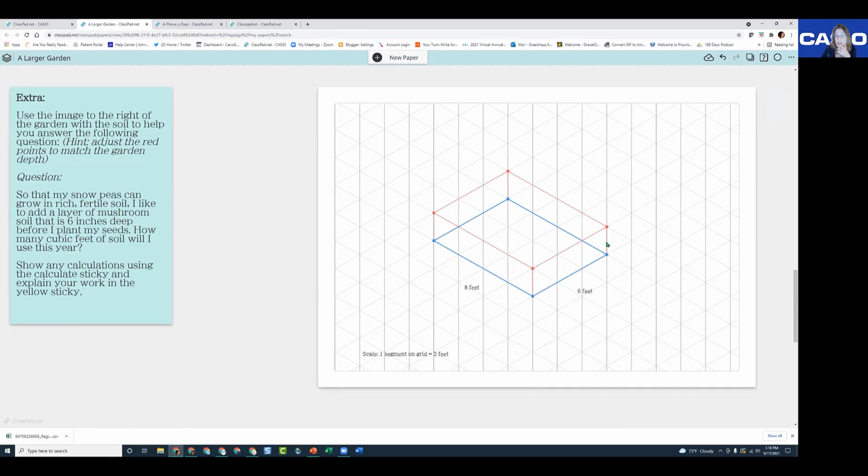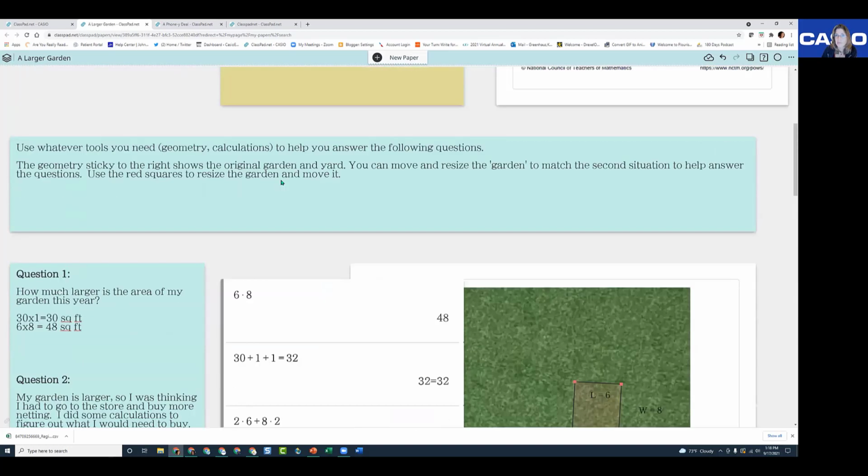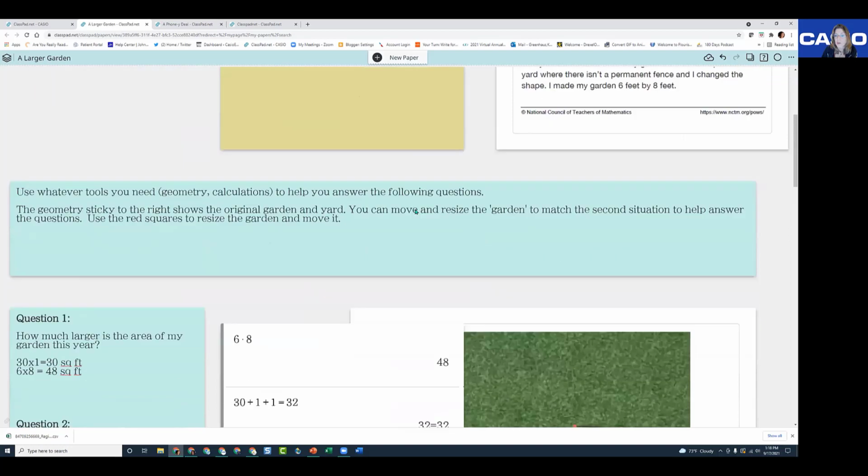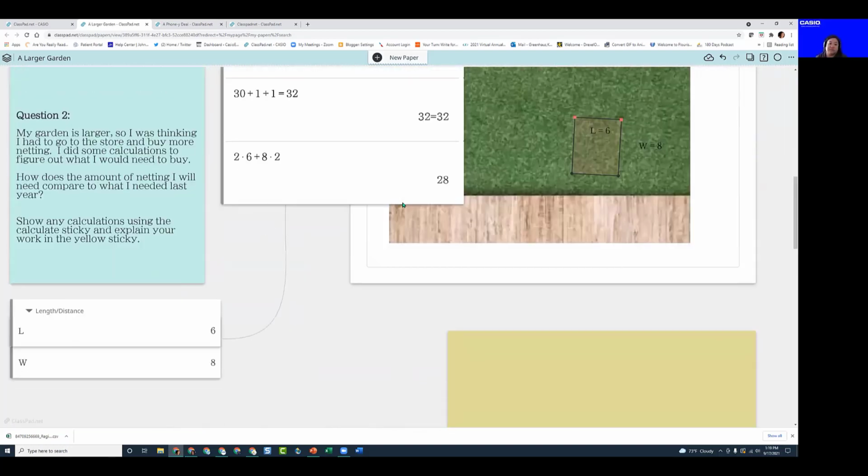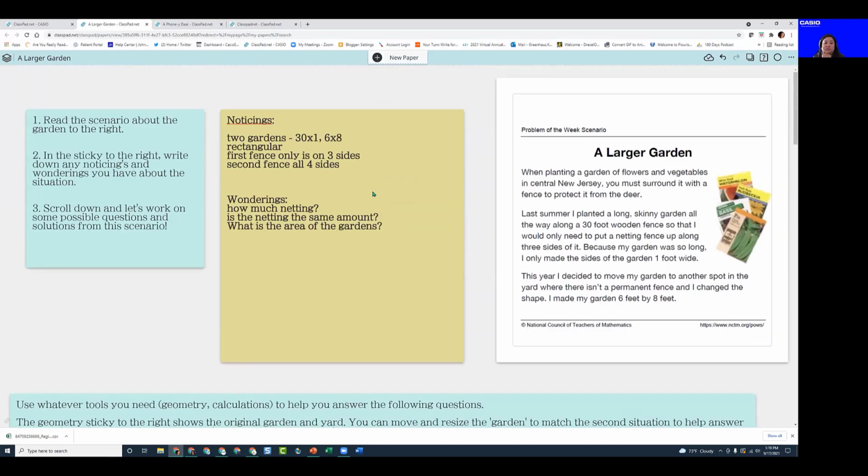So how high does this need to be? And how am I going to figure out the volume of that? How many cubic feet? So that's volume. So just an extension going from area to perimeter to volume. Volume at the end. Yeah. So that's this first activity.